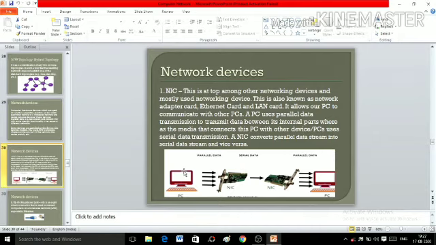What it means is, between two PCs, data will flow in serial form, but inside a PC, data will transmit in parallel form. So what this NIC will do, it will first of all convert parallel data transmission into serial data transmission, and then again it converts serial data transmission into parallel data transmission.